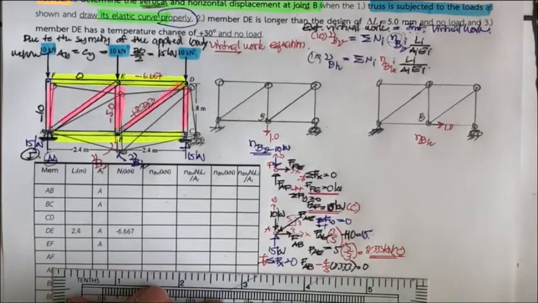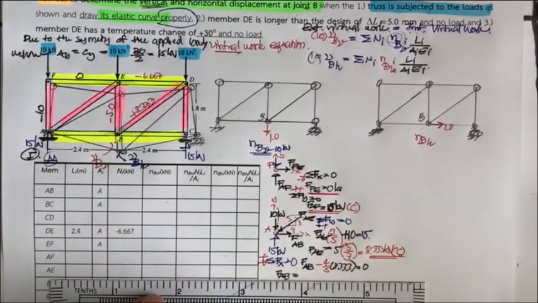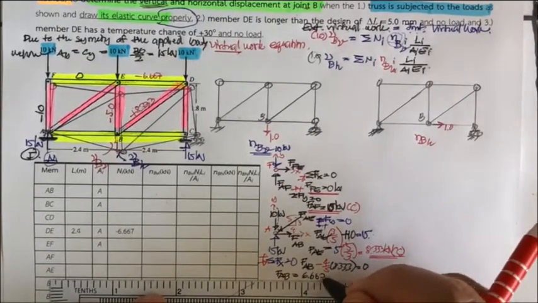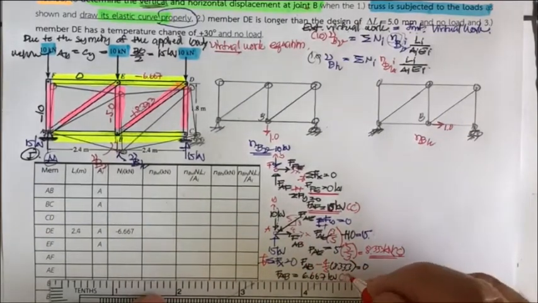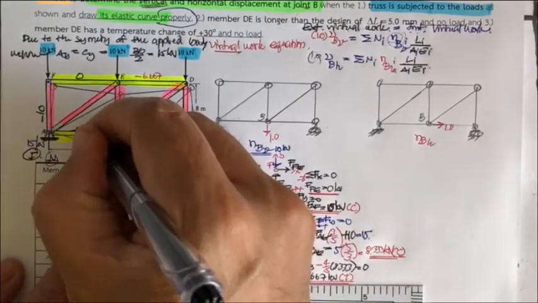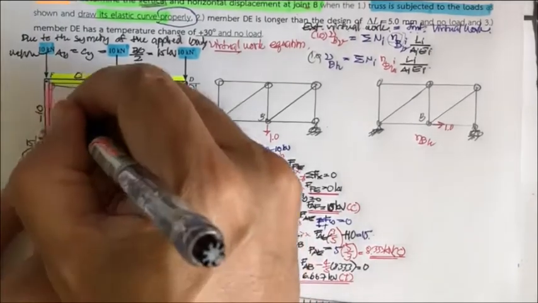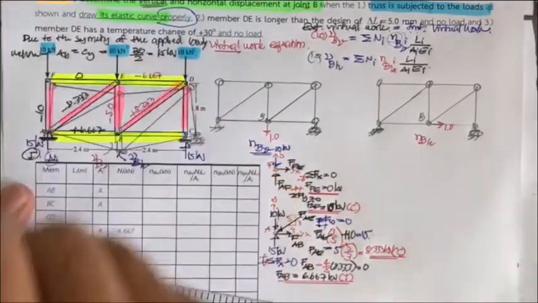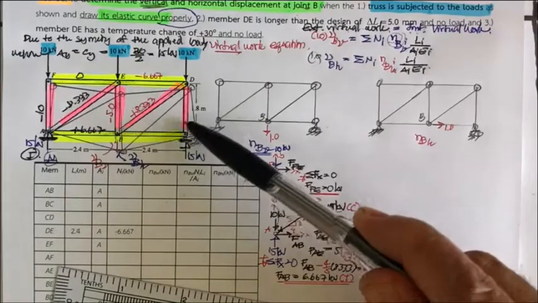And then when you push it into the calculator, you will get F sub AB equal to 6.667. This is 6.667 kilonewton, and it's going to be in tension. Okay, we have it like this for 6.667. So this one is plus 6.667. And this one is going to be minus 8.333.